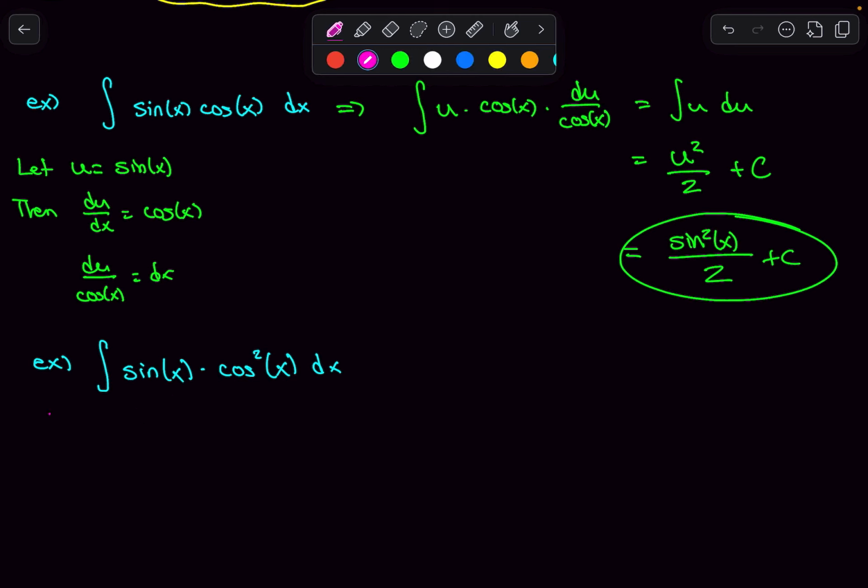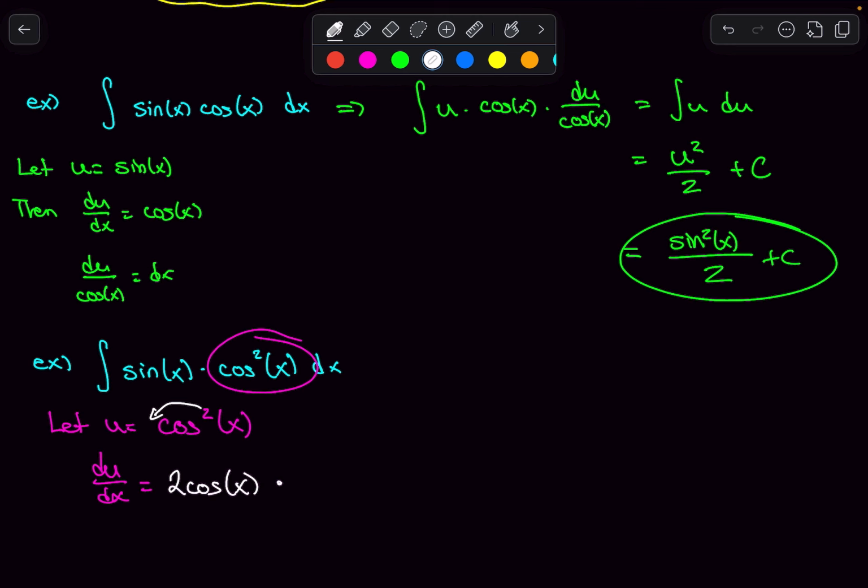But as in the last video, if one of them doesn't work, maybe there's something else that works. In this particular case, we're not going to select cosine squared, because if we let u equal cosine squared of x, then the derivative du dx would require the power rule and the chain rule. We'd have 2 cosine of x times the derivative of cosine, which is negative sine of x. We have too much stuff coming out here. We'd be left over with this extra cosine that we're not going to know how to deal with. So we can't pick u equal to cosine squared of x.